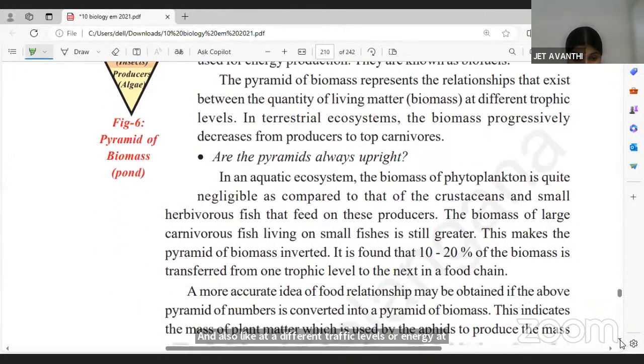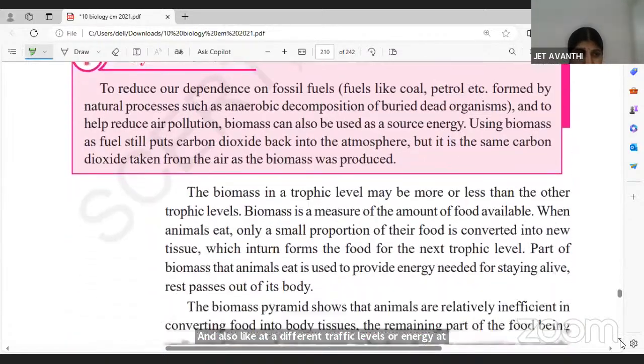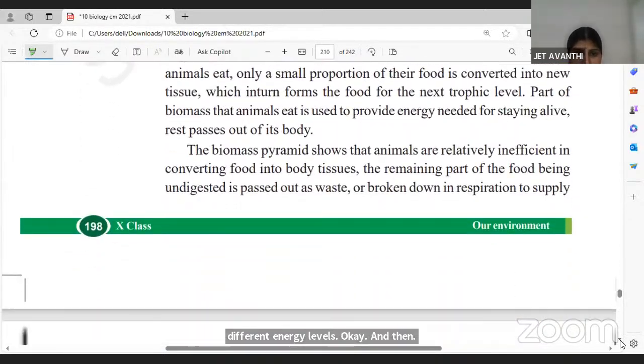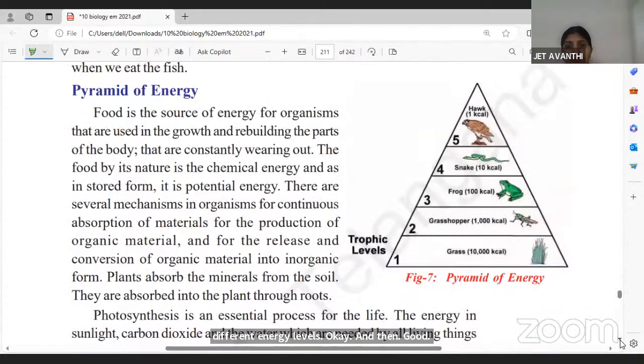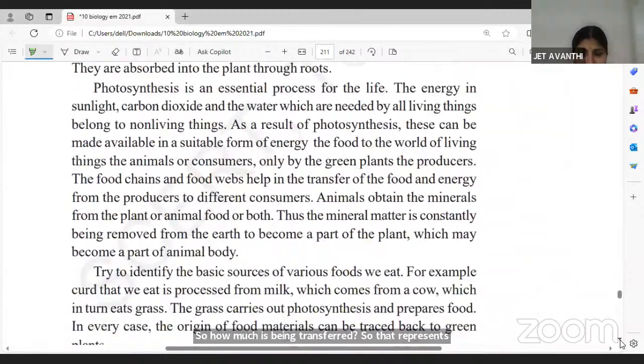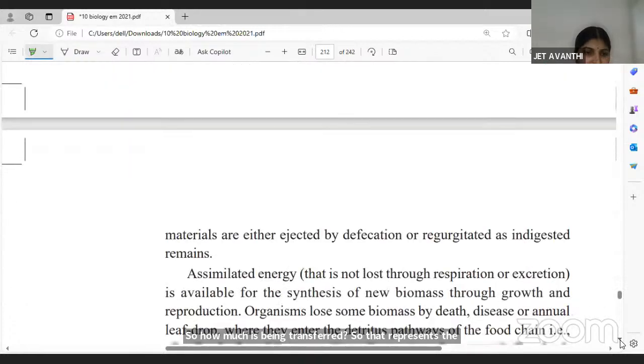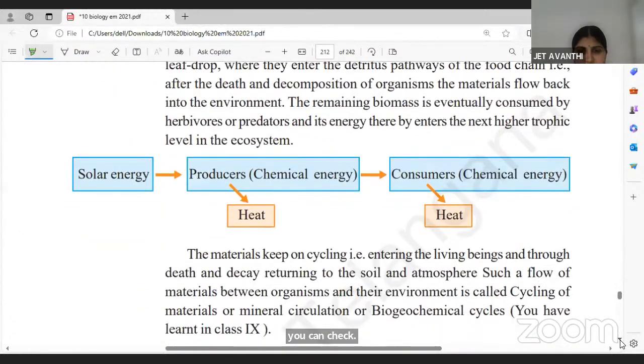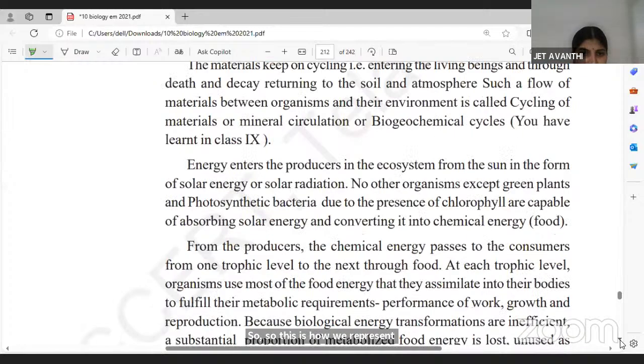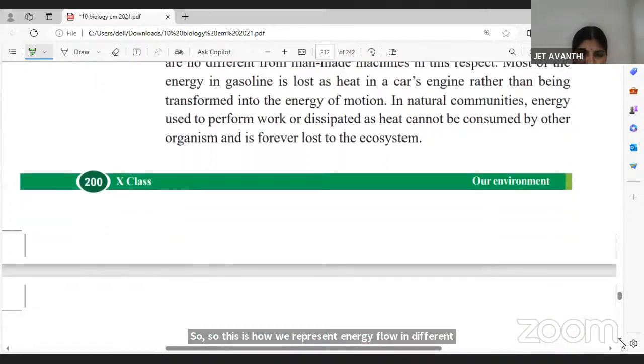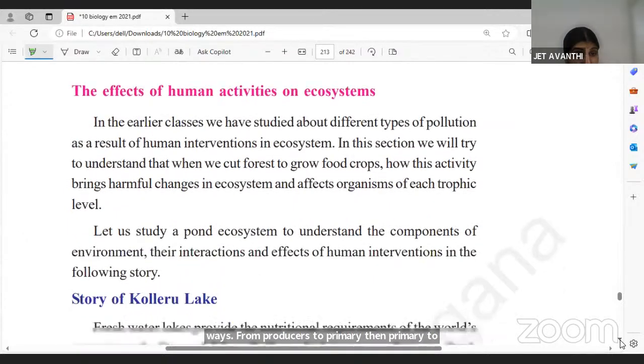Okay. And then pyramid of biomass. This is all about the pyramid of biomass, children. And we have pyramid of energy. So how much amount of energy is being transferred from one group of organisms to another group of organisms? So how much is being transferred? That represents pyramid of energy. It is given, children, in the diagram. You can check. So this is how we represent energy flow in different ways: from producers to primary, then primary to secondary consumers, and then secondary consumers to tertiary consumers.